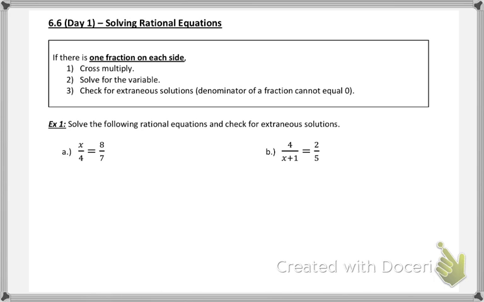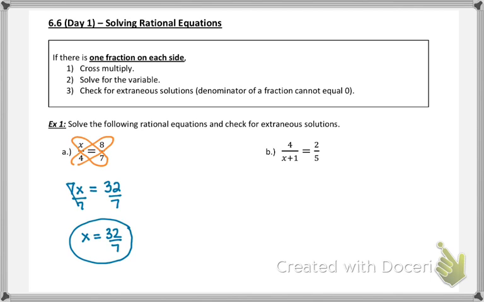Let's look at A. We have x over 4 equals 8 over 7, one fraction on each side. We're going to go ahead and cross multiply. And when you cross multiply, it doesn't matter which one you do first. So I'm just going to do 7 times x equals 4 times 8. Okay, and then from there we just solve like a normal equation. Divide by 7, and x is just going to be 32 over 7. You can leave your answer as a fraction and then reduce your fraction if you need to.